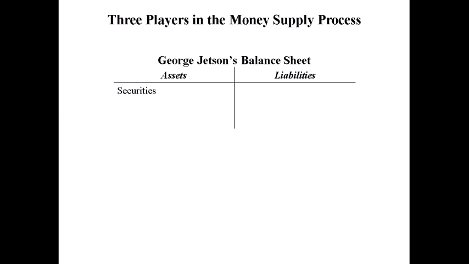Okay, suppose George Jetson, a regular citizen, has a balance sheet and he can own securities, he can have currency, or he can have an asset called checkable deposits, money he deposits into his checking account. His liabilities would include consumer and industrial loans, and then these plus this have to equal. If they don't equal, then these three minus these liabilities would be his net worth.